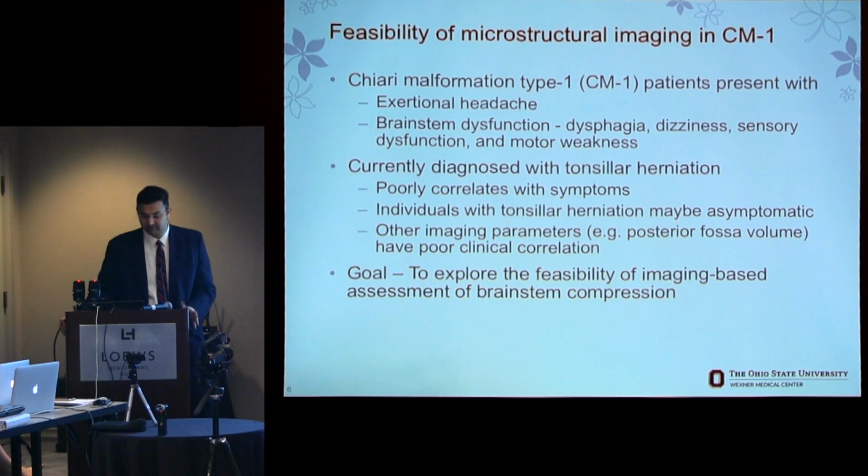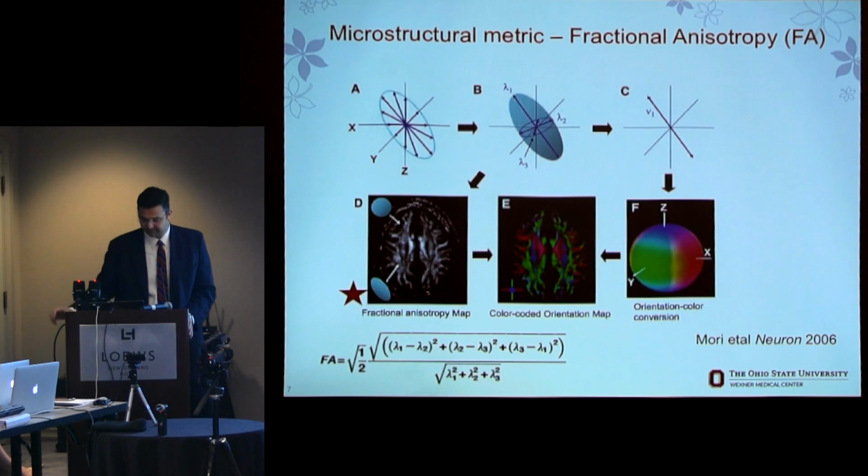There are lots of individuals who have tonsillar herniation and are asymptomatic, and we really don't know whether the degree of tonsillar herniation or the shape of the tonsils is what really affects the brainstem and changes the brainstem microstructure. There are other metrics that have been looked into but had poor clinical correlation. So we wanted to explore whether it's feasible to do an imaging-based assessment of brainstem compression.